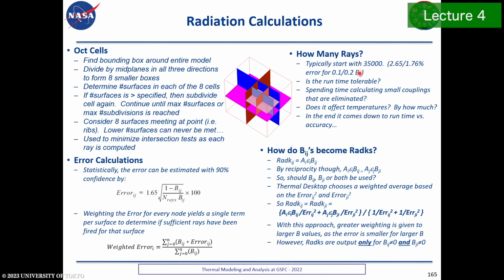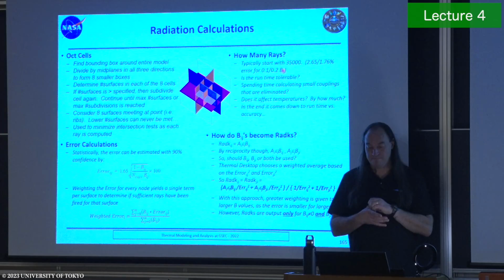And as I said earlier, if you end up spending a lot of time calculating all these small couplings and then remove them by not outputting it, what's the value in calculating all those rad Ks? So it really comes down to what you can tolerate as how much time it's going to take to run your rad Ks and how many rad Ks you need to output. It's runtime versus accuracy. There is no single answer that applies to everyone.